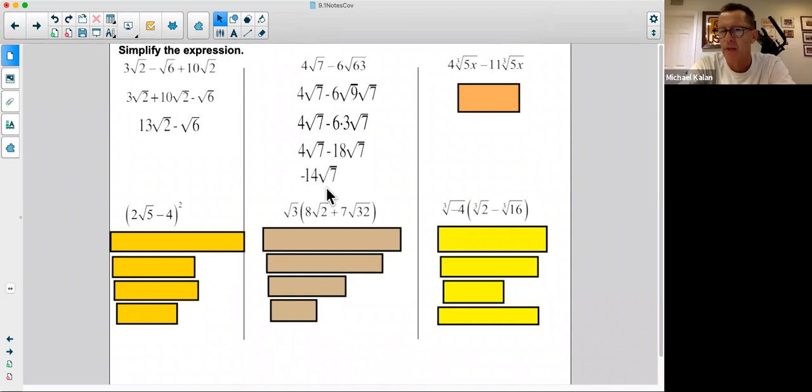Okay, try the next one. Look at it carefully. Can't simplify any of the terms, right? We can't take the cube root of 5x. But if you have 4 of them and negative 11 of them, how many do you end up with? Negative 7 cube root of 5x.